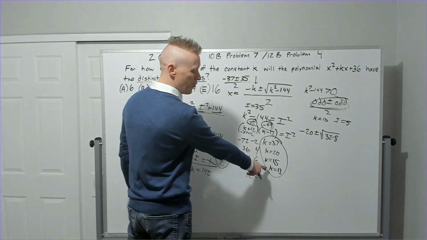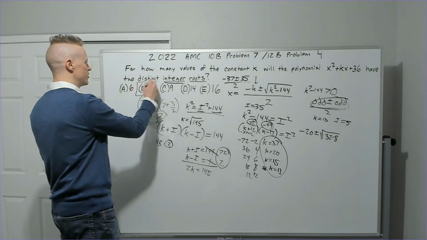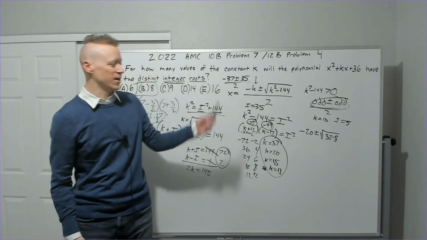Okay, so you're going to get these 4 values of k, but they're plus or minus for each one. Total number of values is 8. Let's get to problem 8.